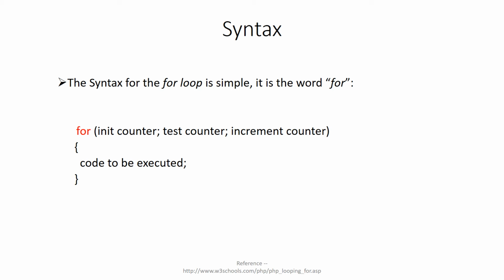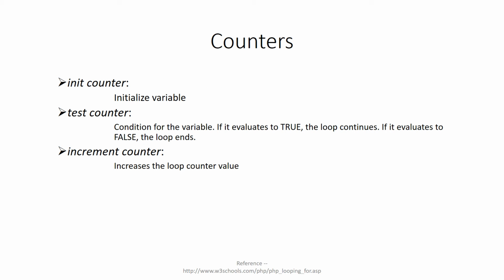So let's look at the counters and exactly what they do for you. The init counter is simple. That's going to initialize your variable. Simply, it's going to start where you want to start. Your test counter is your condition. That basically allows you to see if it's true or false. If it's true, it's going to continue with the loop, and if it's false, it's going to stop it, because that's the condition that you set for your variable.